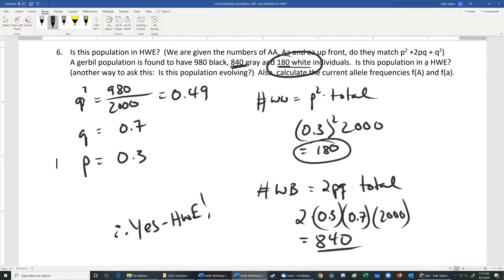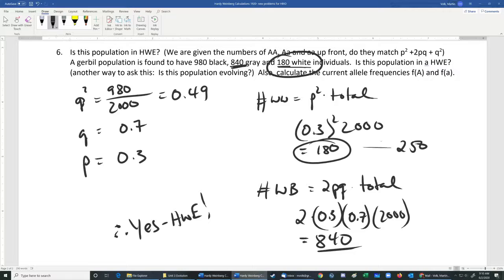Now clearly I set this up so it would work out. I purposely set it up that way. But most of the time when you're looking at a random population that you run across and you look at the numbers, odds are they're not in a Hardy-Weinberg equilibrium because of all those 5 conditions that could be violated. So let's say instead of 180 here, I got 250 white individuals.